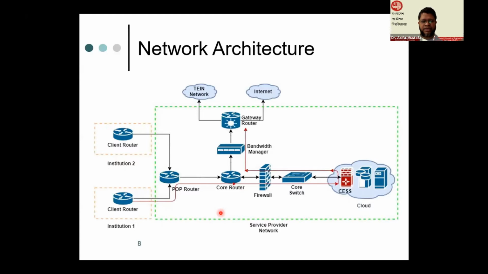So this was the network architecture. Ideally, CESS was supposed to be installed as per design before the router, so that all the traffic can pass through. But the problem was that BdREN already has the data center, out here on the right side, and the data center is already set up that way. We had to use their data center for setting it up, so we installed CESS in that data center.